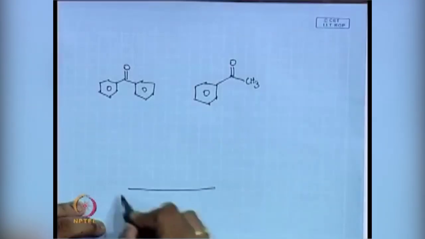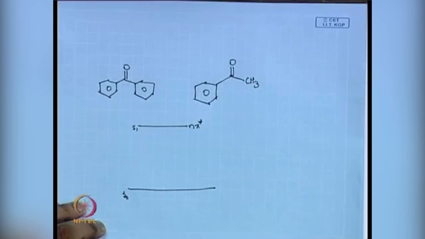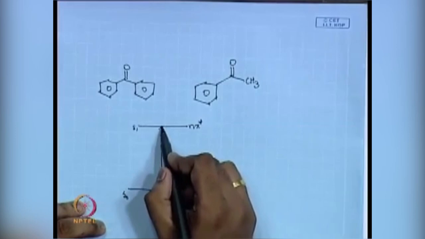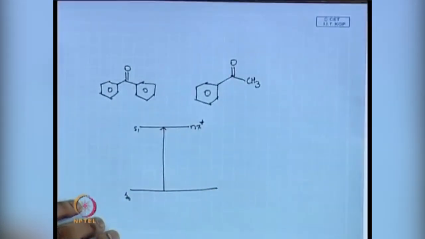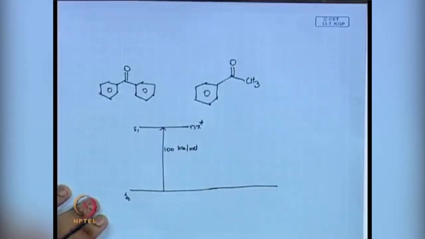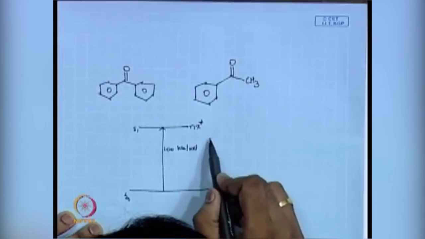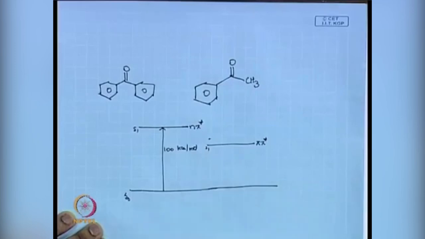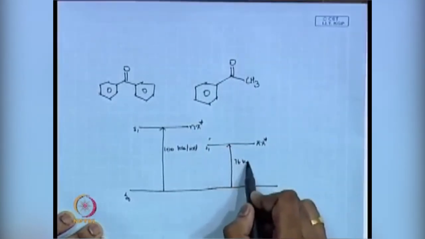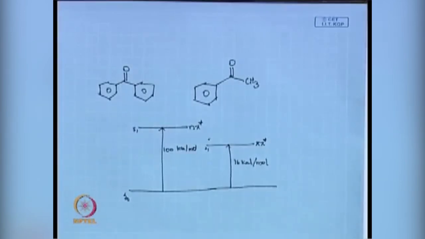If you take benzophenone, I have a ground state S0. Its n pi star transition, that is your singlet n pi star, has an energy of basically 100 kilocalories per mole. But it has another transition, which is your pi pi star at S1, and that is only 76 kilocalories per mole. So which is the lowest excited state now? Pi pi star, right? That is why you cannot see any n pi star reactivity here.